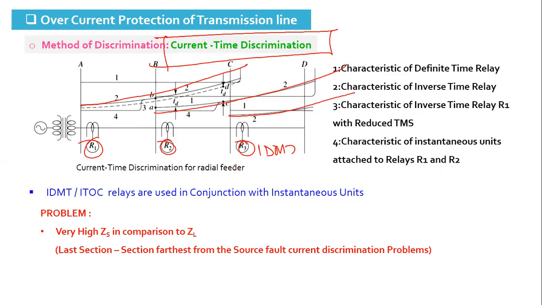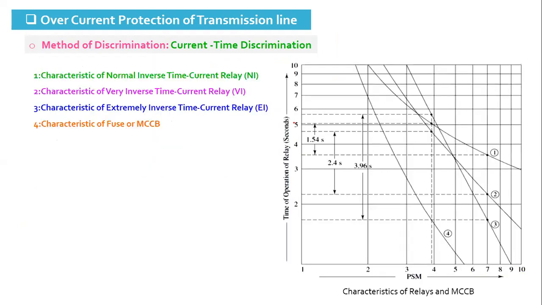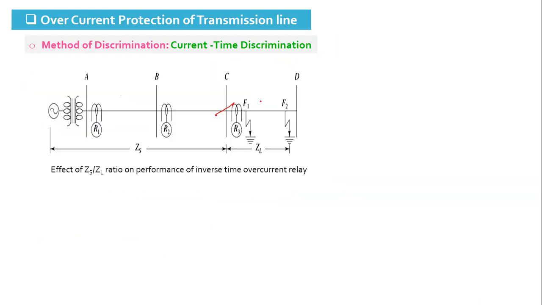So the drawback of previous time discrimination is overcome, and they also provide backup to each other, and therefore the drawback of time discrimination, current discrimination, is also overcome. The only problem here is when there is a very high ZS to ZL ratio, which is generally the case for the end section. The solution is that for the end section we use extremely inverse or very inverse characteristic, so that we have sufficient discriminating time interval for the end section fault.